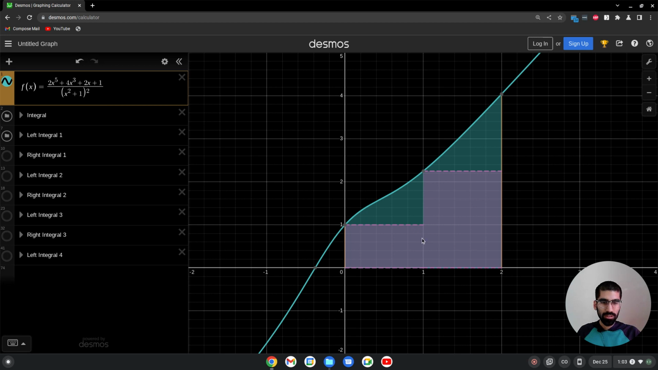I created two rectangles. You can see that the two rectangles both only touch the blue curve at these left points. And if I take the area of these two rectangles, clearly I don't get the area of the curve exactly, but it's a little bit of an estimate, a little bit of an approximation as to how I might get the area of this entire curve.